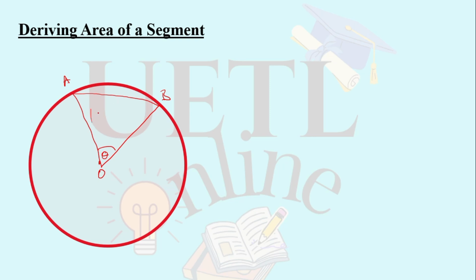From our sector, this area which is surrounded by the arc AB and the straight line AB is what we call a segment. So when you are told what a segment is, you just know that it's an area which is bounded by an arc and a straight line joining the same points. This is the simple way of describing a segment. Let's see how we find this area.